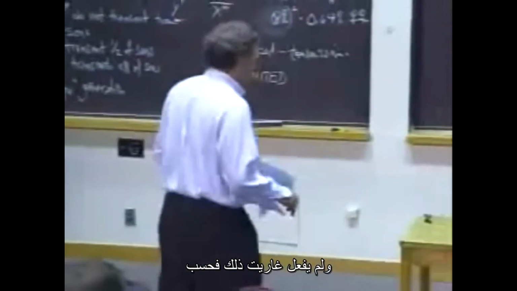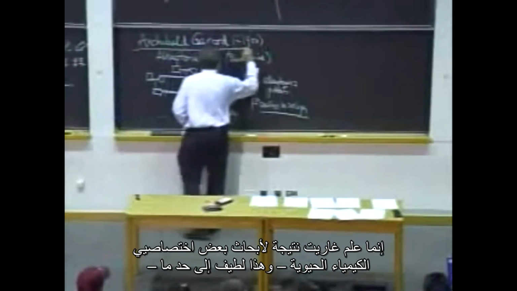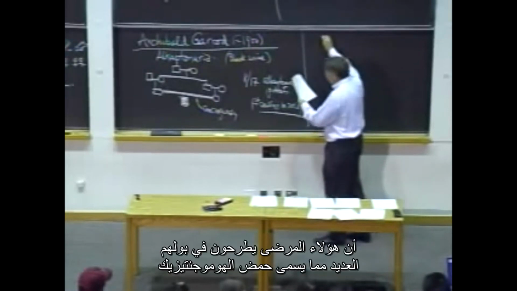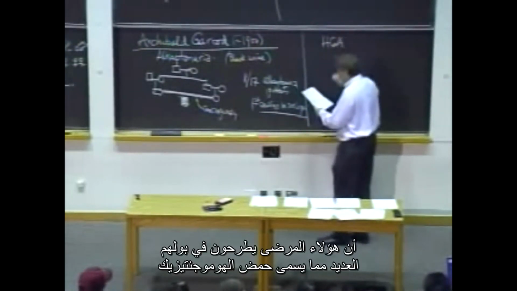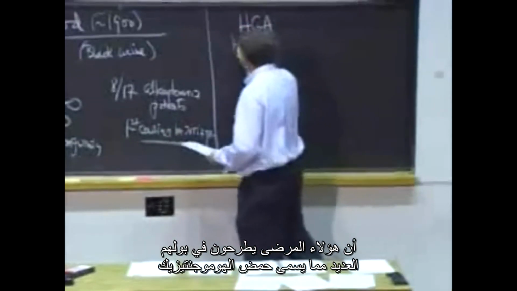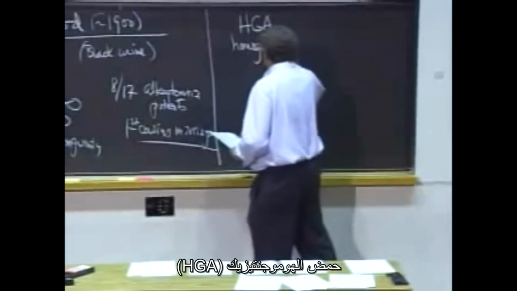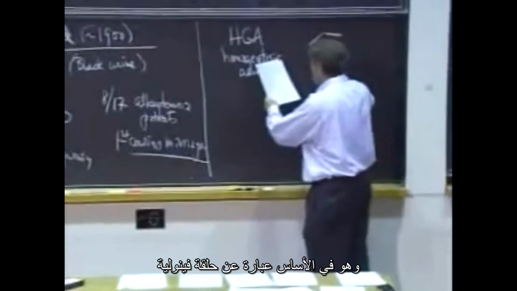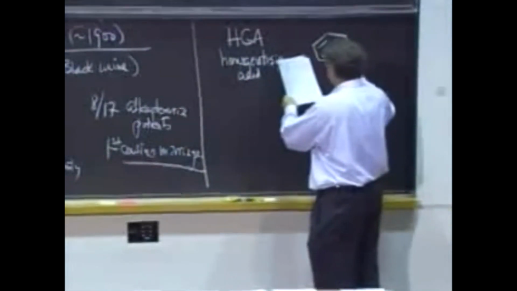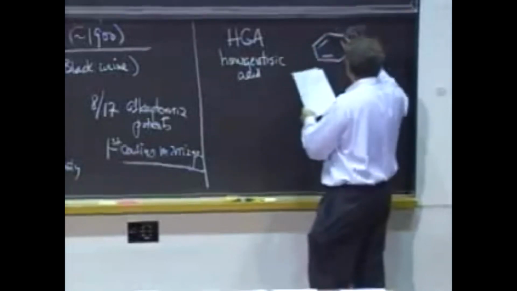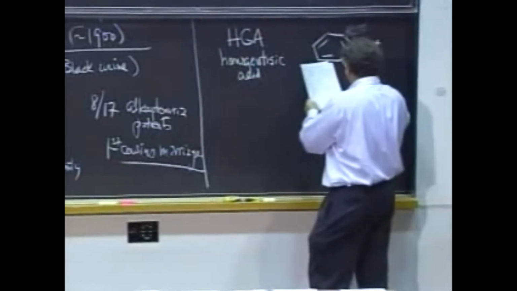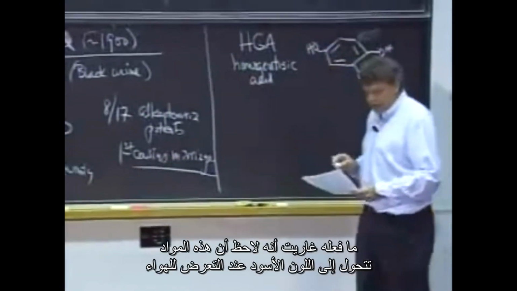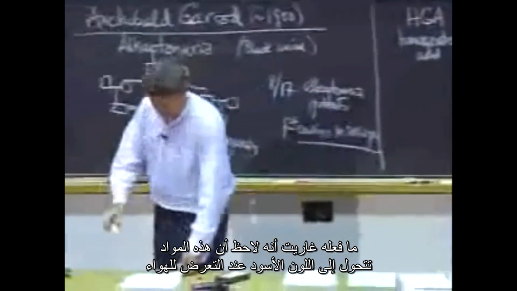Not only did he do that, but Garrett knew, because of work of some biochemists, and this is way cool, that the problem with the urine was that these patients put out in their urine a lot of what's called homogentisic acid, HGA, which basically is a phenolic ring. And that stuff turns black on exposure to air.